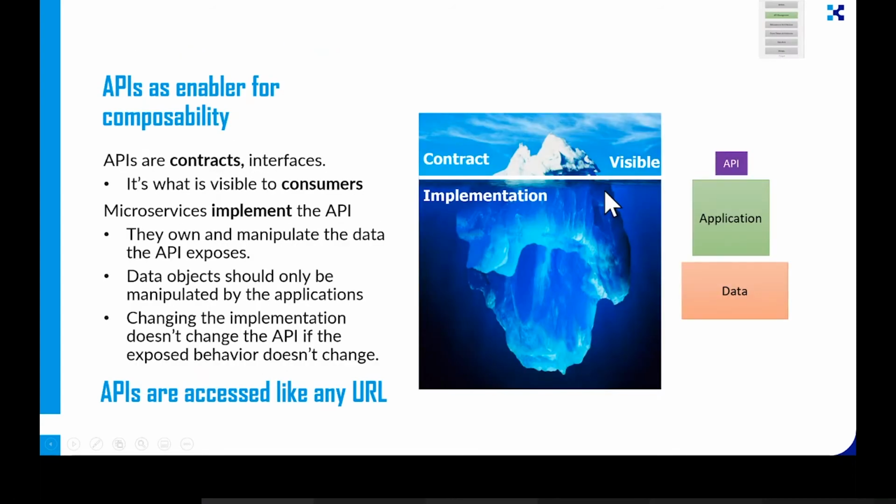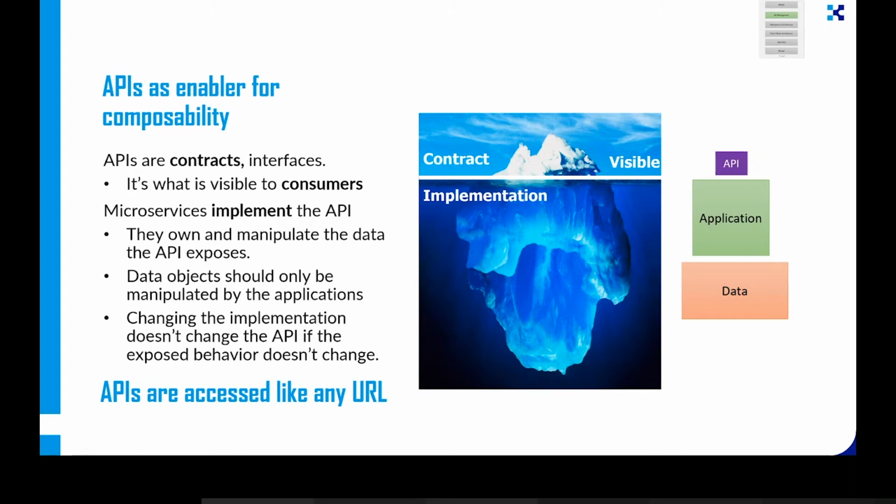And for that, we want to turn our attention to APIs. Like we mentioned in the beginning, APIs are a very important part. Now, what are they? APIs are just contracts, and they are interfaces. It's what is visible to the consumer of an application, and it hides away the complexity of the implementation.